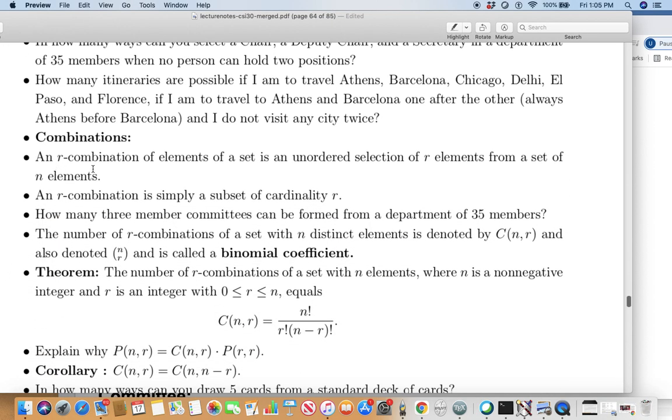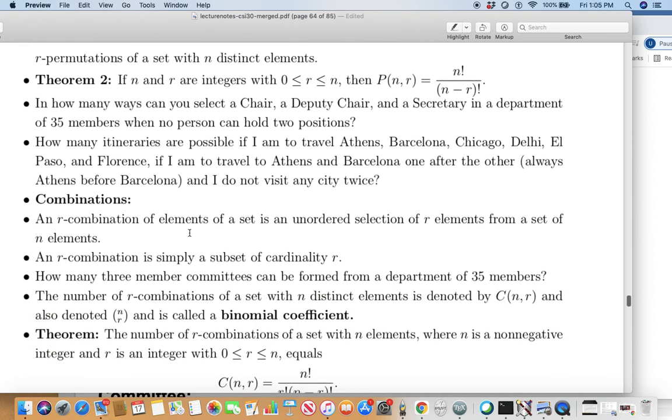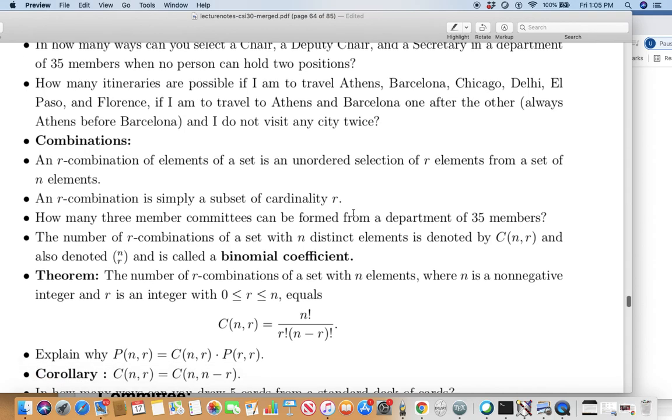Combinations. An r-combination of elements of a set is an unordered selection of r elements from a set of n elements. So that's the difference between permutation and combination. In a permutation, order is important. In a combination, order is not important. So you're looking for an unordered selection. An r-combination is simply a subset, because order is not important, of cardinality r.